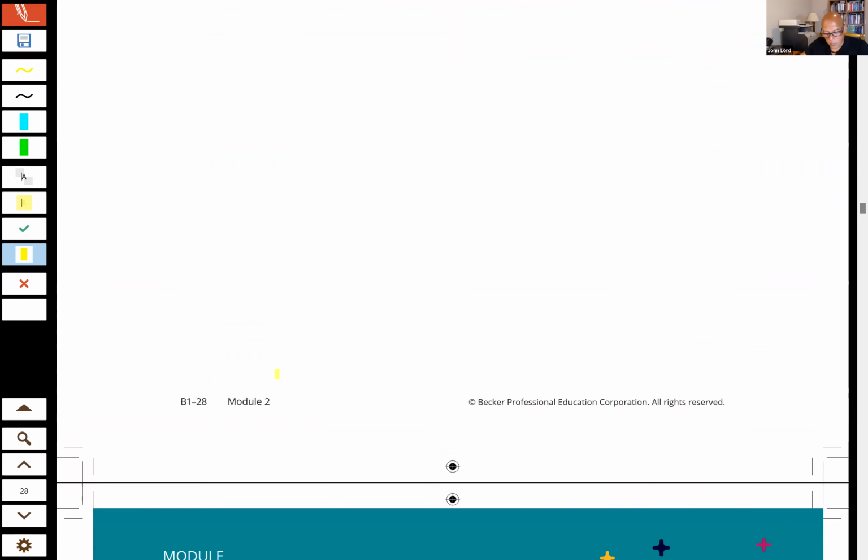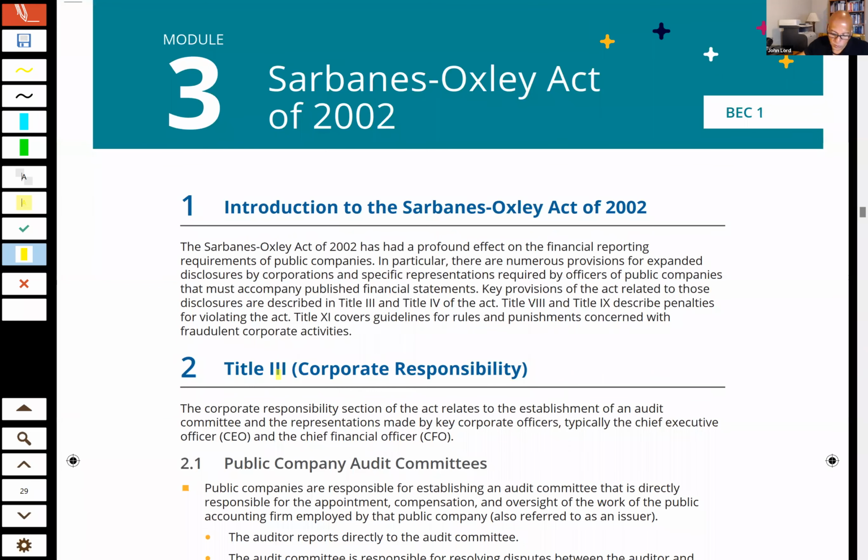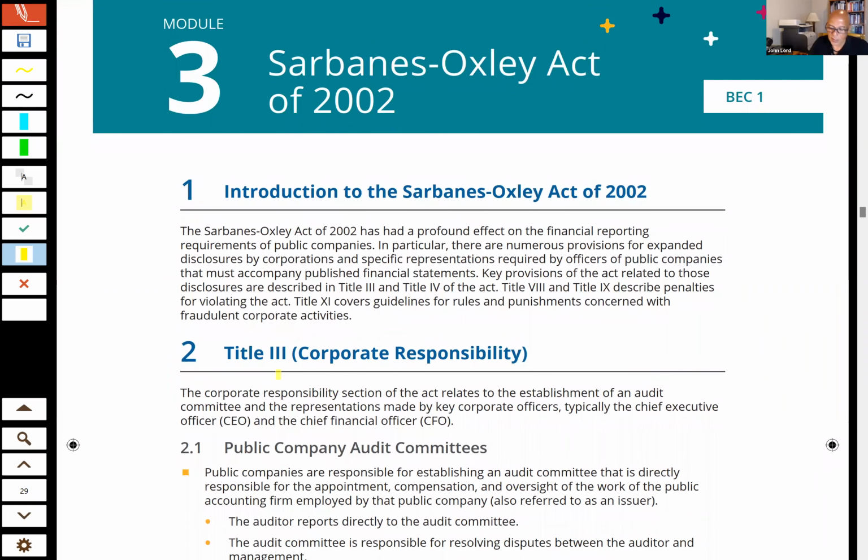Okay, good. Now you come over and we turn to module 3 now, which is Sarbanes-Oxley. Okay, now you probably have had some exposure. Sarbanes-Oxley is an accounting major. You have seen discussion of it in 2002 after scandals, shenanigans like Enron and WorldCom.